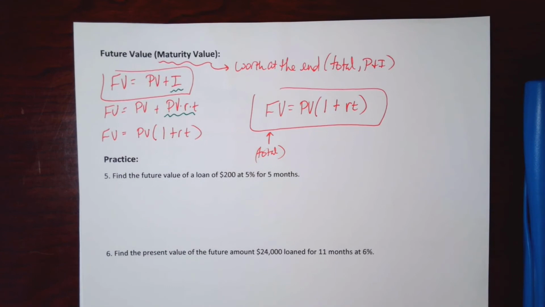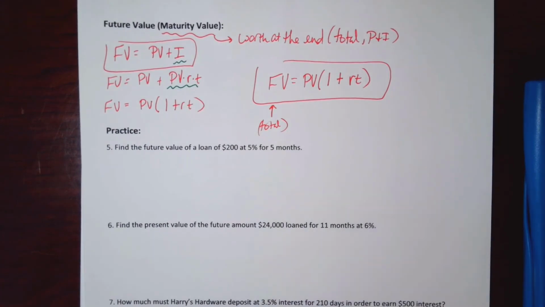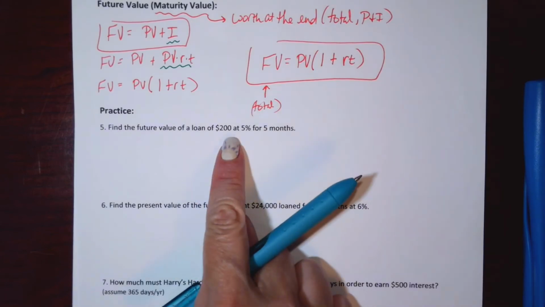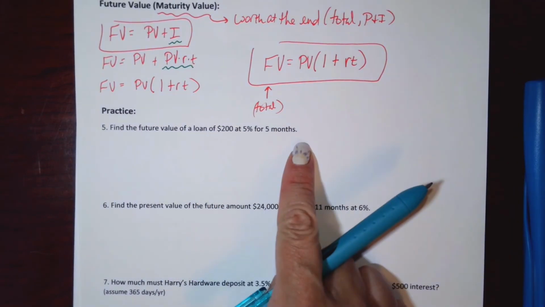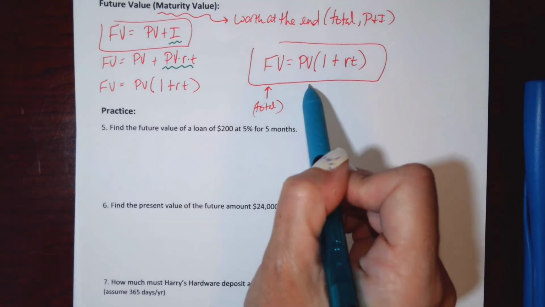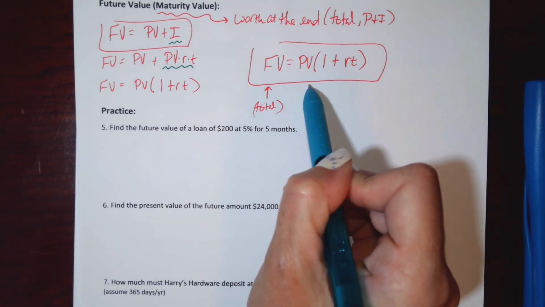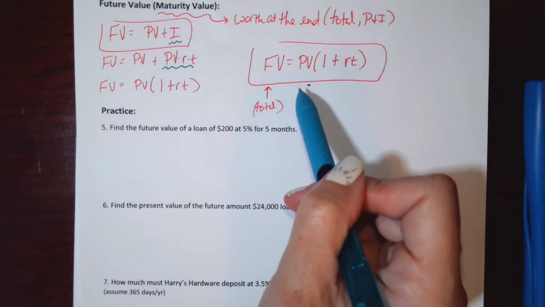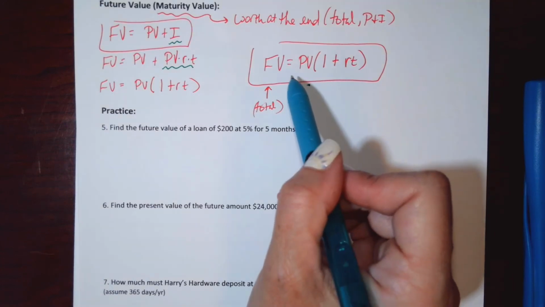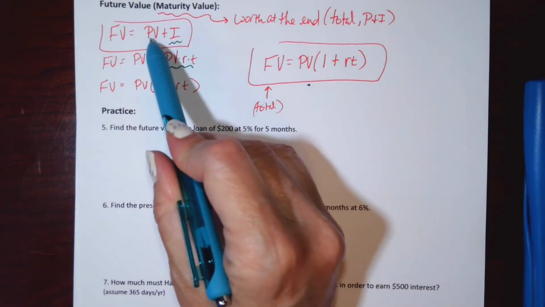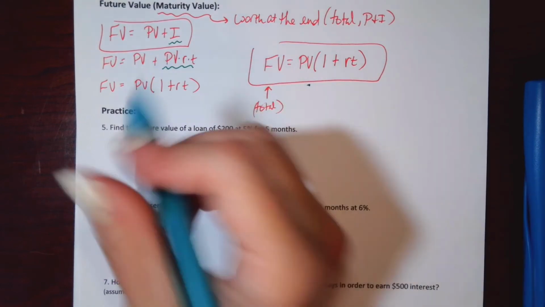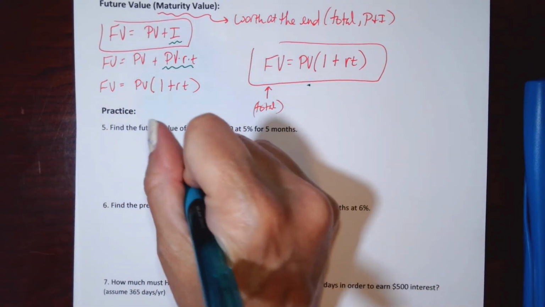All right, let's practice using this. Find the future value of a loan of $200 at 5% for 5 months. Now remember, rate and term has to match. We're going to practice using our new formula. If you don't like this formula, you can always go back and find just the interest and then add in the present value. But we're going to practice this new formula.